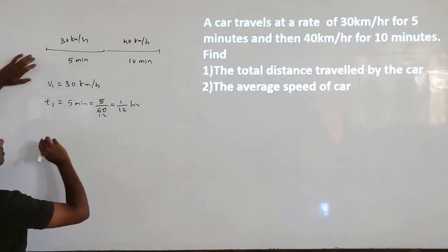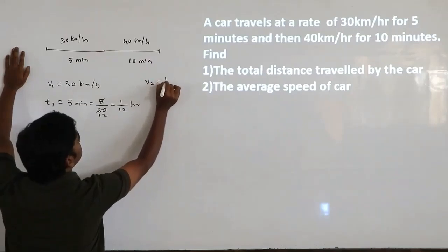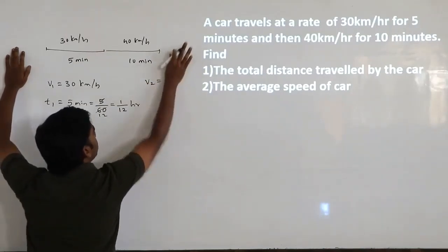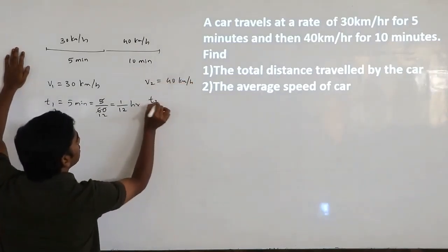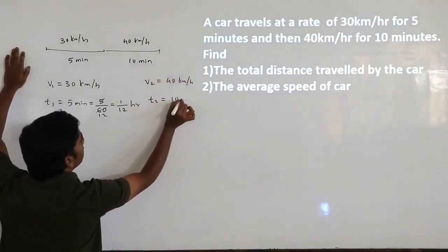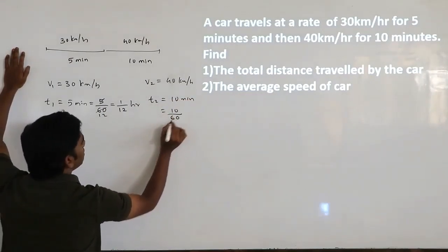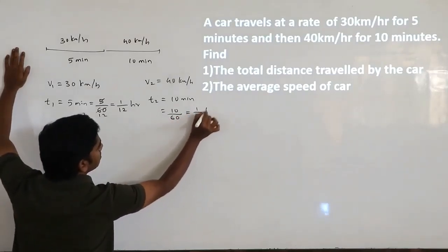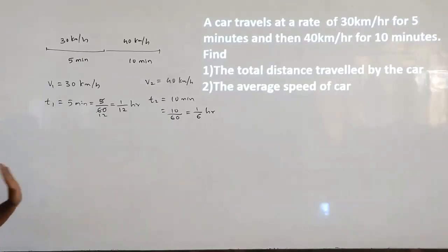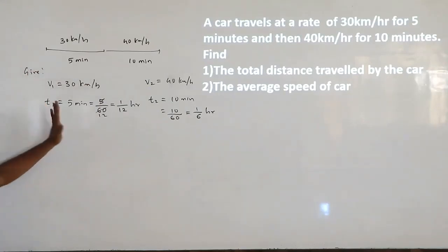So similarly, what is your V2? V2 is 40 km per hour. Then T2 is 10 minutes. So convert it to hour. 10 divided by 60. So this will become what? 10 by 60 means 1 by 6 hour. So now this is the given data. That was the rough data. Now you have converted it properly. All are in the same units.